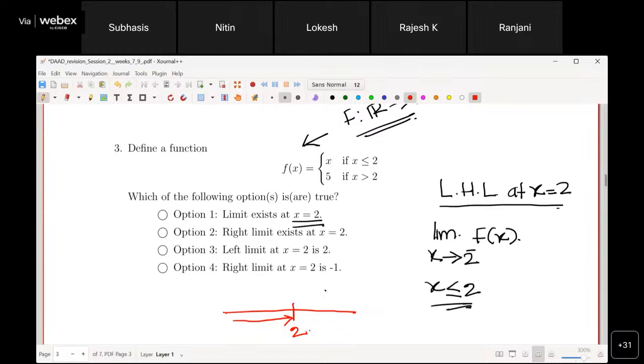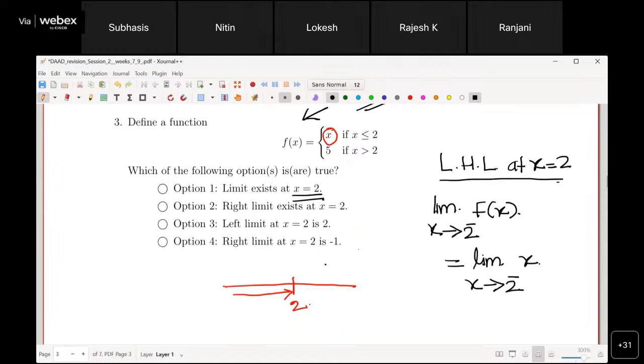When x is less than or equal to 2, my f of x is what? That is x, right? So in that case, I can replace this f of x with 2. Then you can easily check that this is precisely 2. So this is the left hand limit. The left hand limit of this function at x equal to 2 is 2.